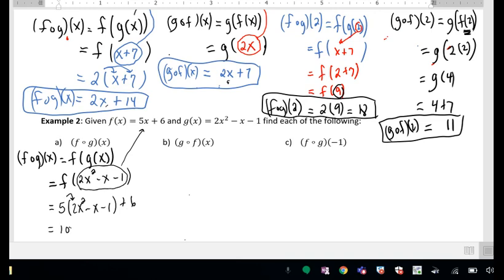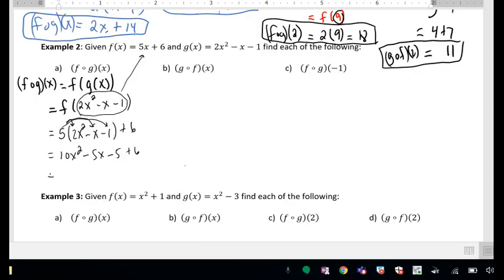5 times 2 is 10x squared. 5 times negative x is negative 5x. And 5 times negative 1 is negative 5 plus 6. So this would give me 10x squared minus 5x plus 1. Let's look at letter B.